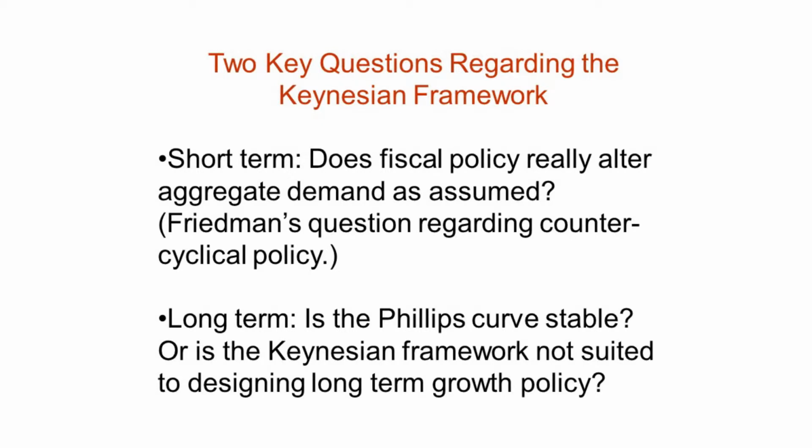Does fiscal policy really alter aggregate demand as assumed? That is a question Milton Friedman asked loudly in the 60s and 70s. And a related question is whether this Phillips curve, this trade-off between unemployment and inflation, is stable, or whether the Keynesian framework is not suited to designing long-term growth policy. Keynes always put it forward as a counter-cyclical measure for the short run. He was faced with a nasty situation in the Great Depression. The Bank of England would not ease credit in a depression, and the Federal Reserve actually began restricting it more and more. And the monetary system and the banking system was just literally frozen.